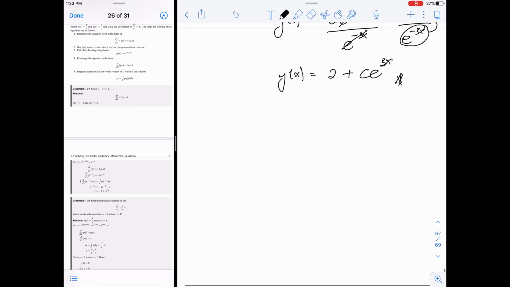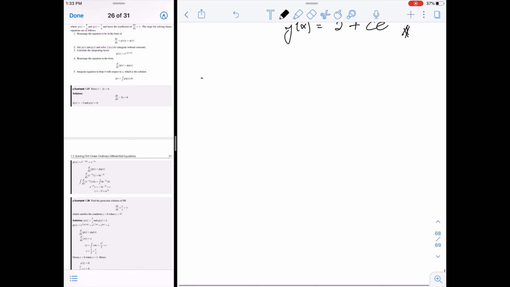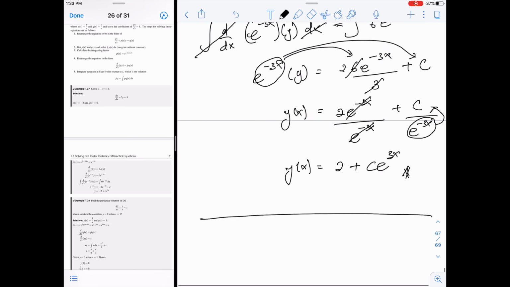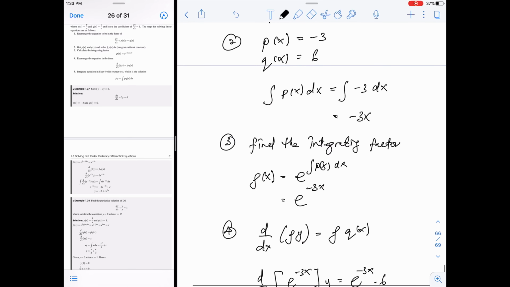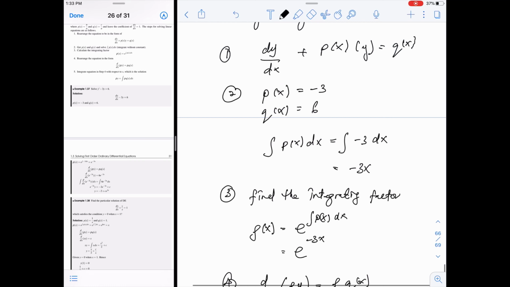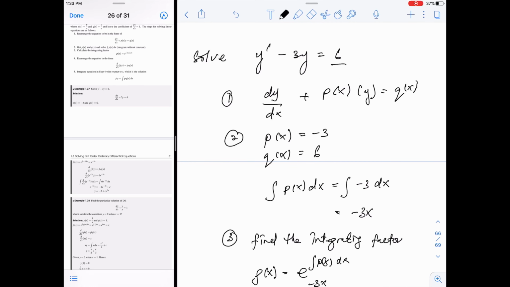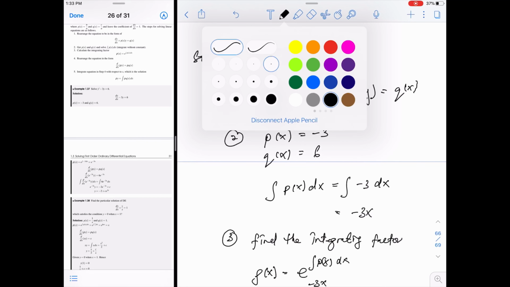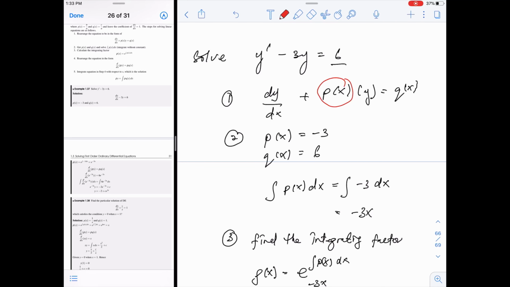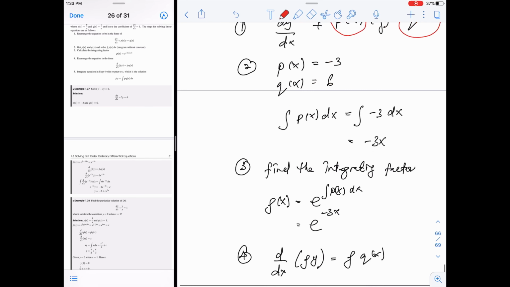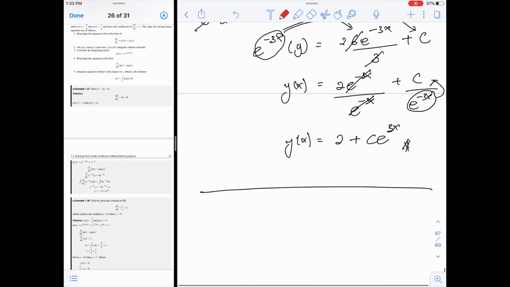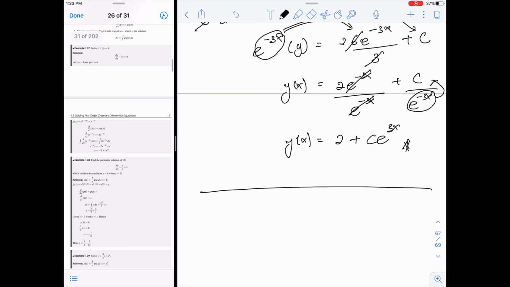Okay, so let's move to another question. Basically for the linear equation over here, the changes might be on P(x) and Q(x). So you need to have extra knowledge in order to solve the integrations. Okay, let's go to another one.